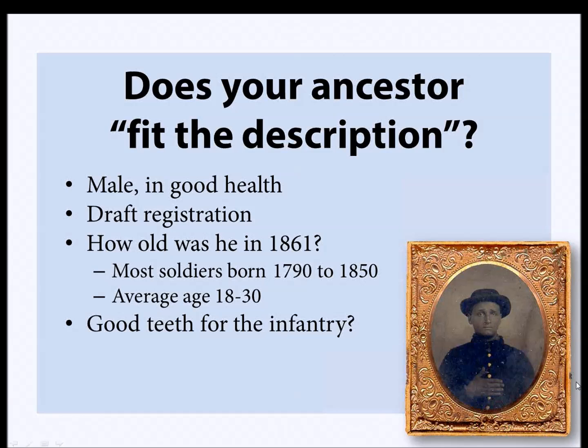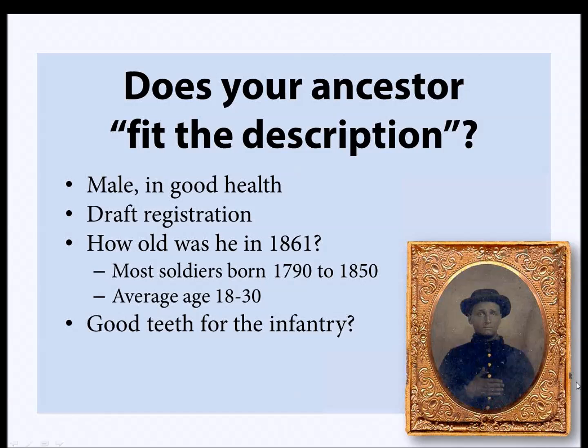Now, the one thing to also keep in mind is obviously his age. How old was he back in 1861 at the start of the war? Most soldiers were the average age of 18 to 30, but there were extremes in the case of the Civil War. There are soldiers reported in their 60s, so you could have someone born as early as, say, 1790 and born as late as 1850. And in some extremes in the Confederacy, there were even smaller children that were serving to defend the Confederacy towards the end of the war.